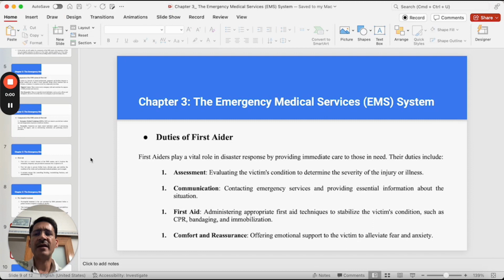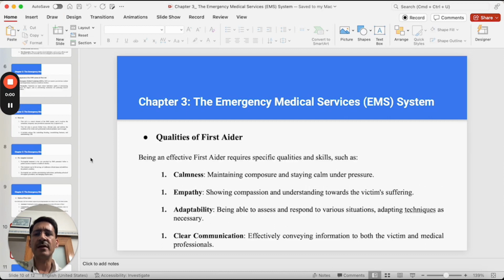First aiders play a vital role in disaster response by providing immediate care to those in need. Their duties include assessment, evaluating the victim's condition to determine the severity of the injury or illness. Communication, contacting emergency services and providing essential information about the situation. First aid, administering appropriate first aid techniques to stabilize the victim's condition, such as CPR, bandaging, and immobilization. Comfort and reassurance, offering emotional support to the victim to alleviate fear and anxiety.